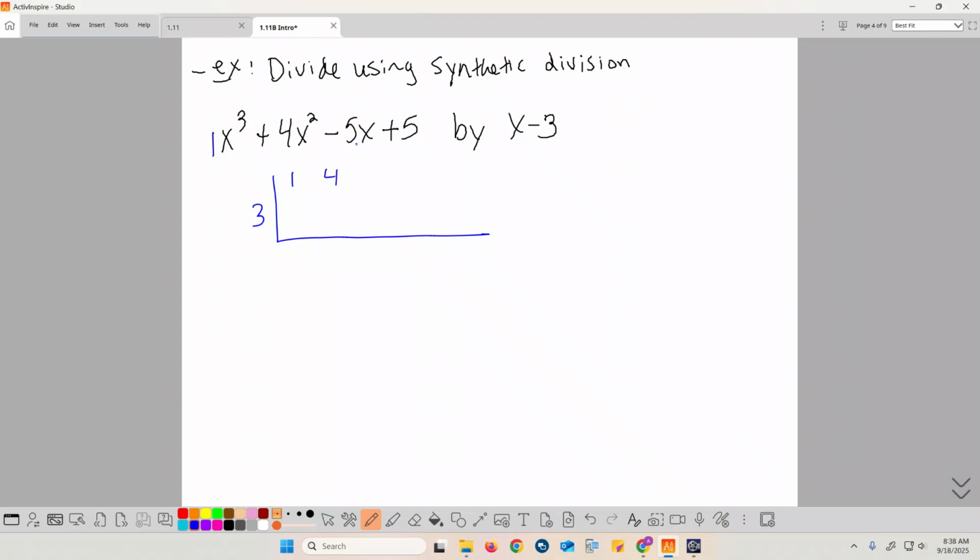Okay, then we go to x, right? That's negative 5 as the coefficient. And then we go to the constant, which is 5. Now, if you're ever missing a term in between, like if you jump from x cubed to x, you would be missing that x squared.